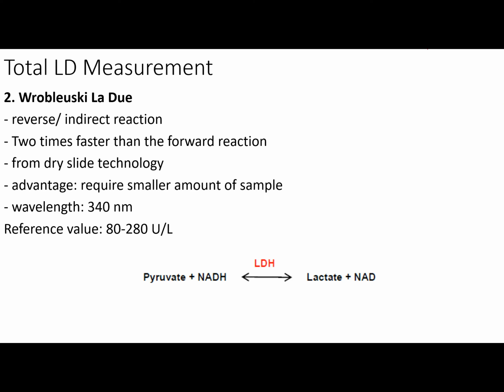Then we have your Wroblewski-LaDue. So this Wroblewski-LaDue, class, is a reverse indirect reaction, 2 times faster than the forward reaction, based on the dry slide technology. Advantage nito, class, is that it would use a very small amount of sample, read at a wavelength of 340 nanometers. Reference value is 80 to 280 U per L.